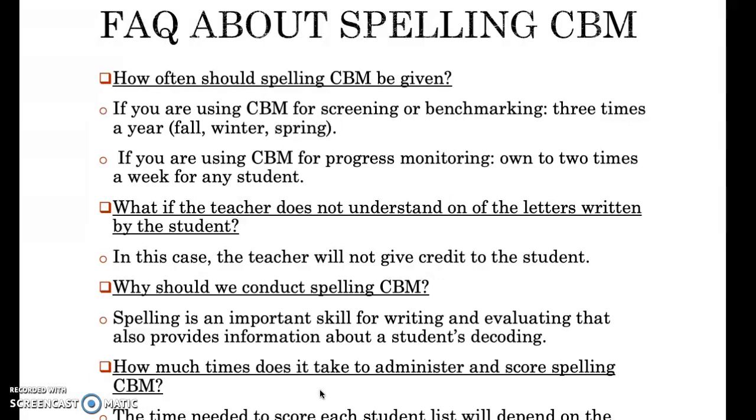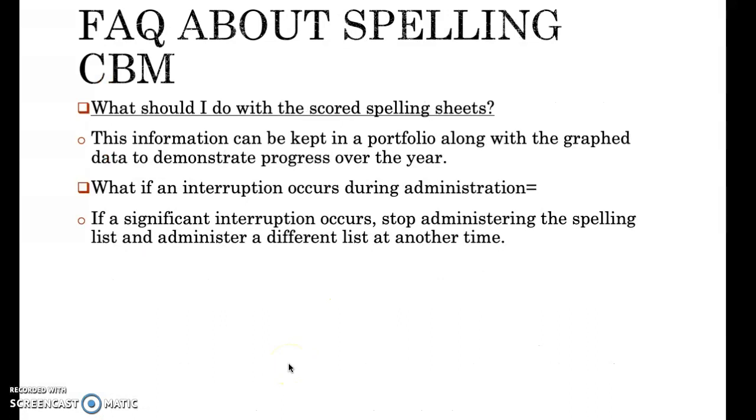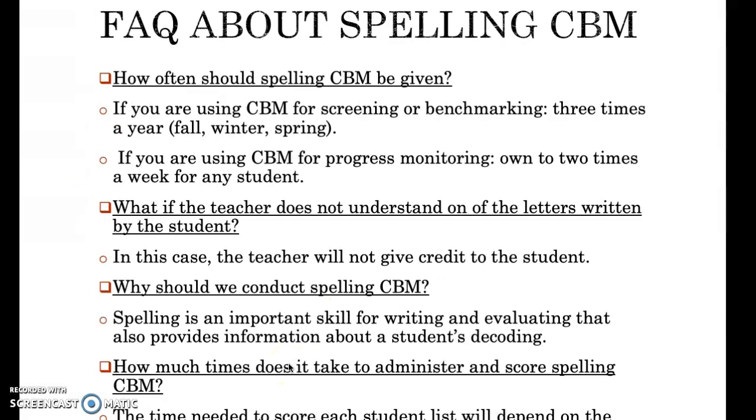Why should we conduct spelling CBM? Spelling is an important skill for writing and evaluating that also provides information about students' decoding. How much time does it take to administer and score spelling CBM? The time needed to score each student list will depend on the proficiency of the speller, the grade level, and the experience of the scorer.